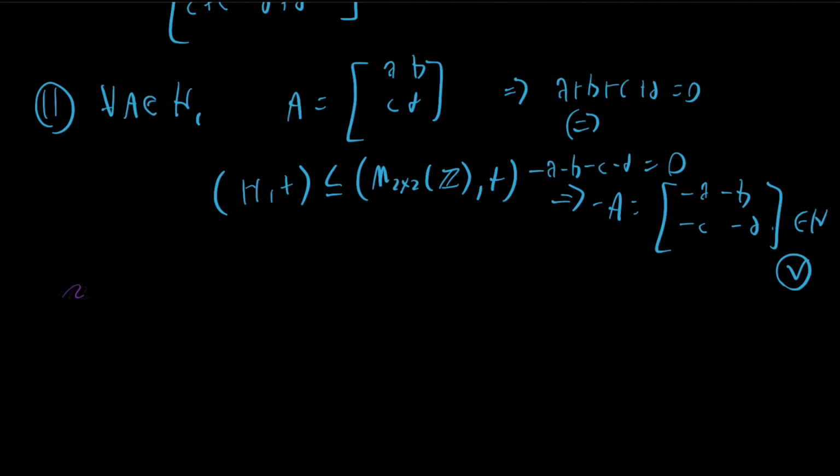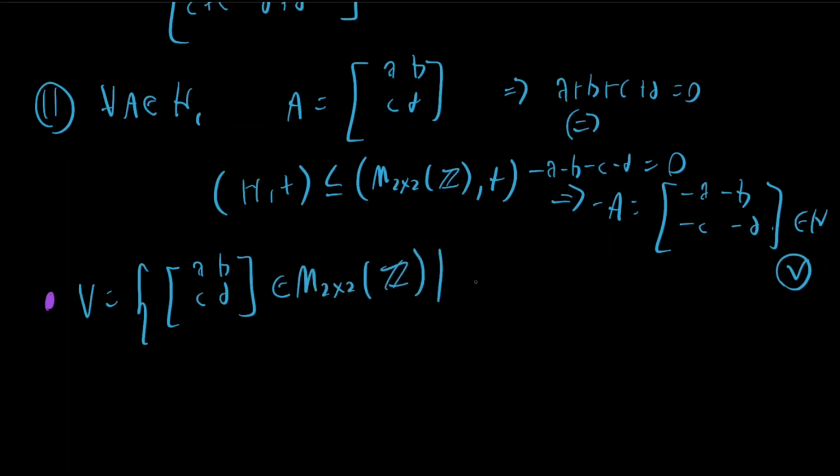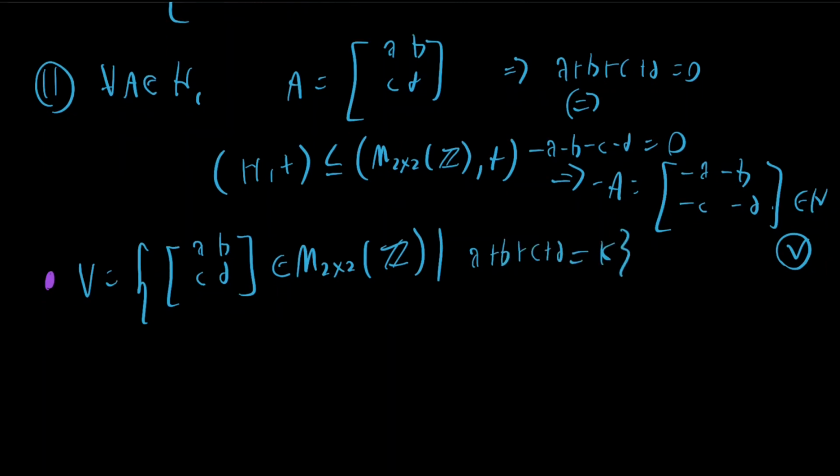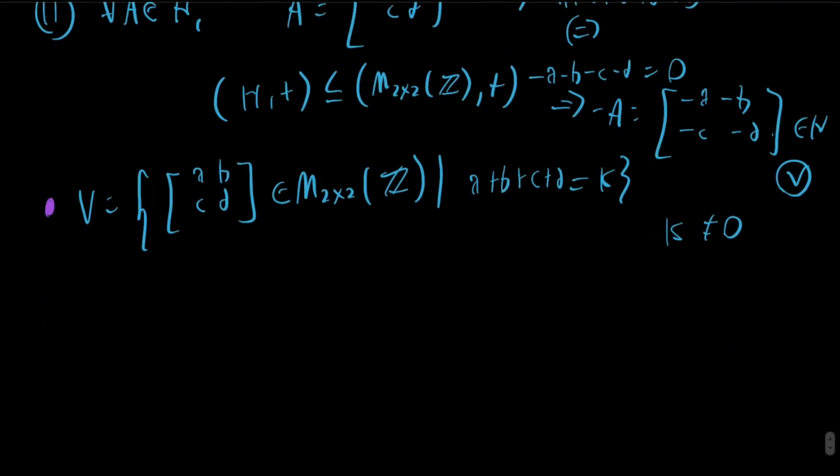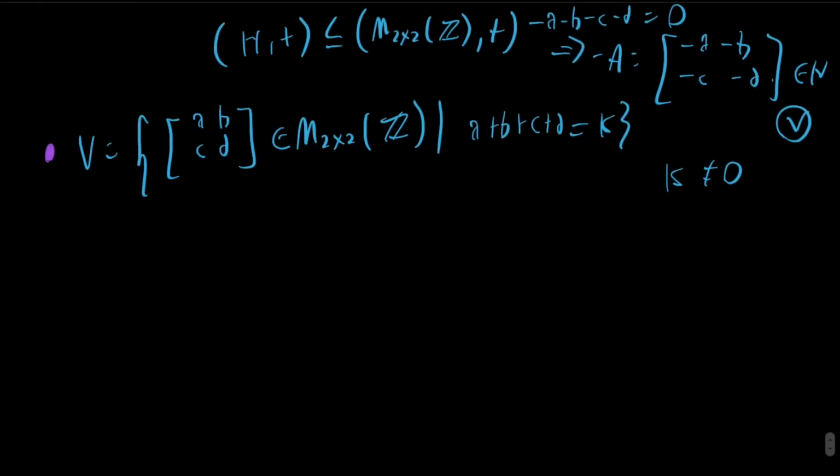And now, as another example, which we could call a counterexample, even though we will see why, let's not spoil that for now, let's consider the subset of the 2 by 2 matrices with integer entries, such that A plus B plus C plus D is equal to K, where K is a positive integer not equal to 0. Now what we want to ask is, is it true that this is a subgroup?